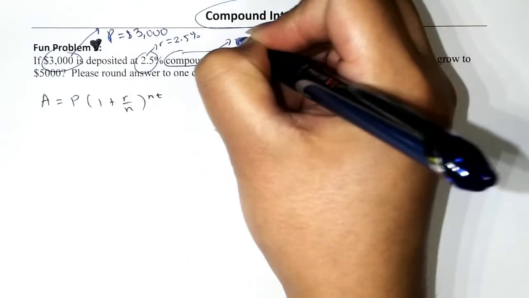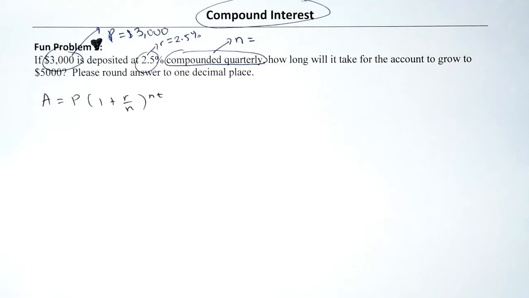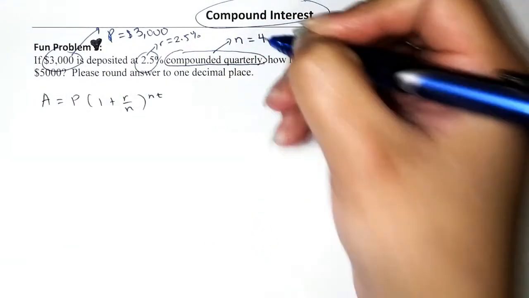compounded something. So compounded, that's code for n equals. n is the number of times that the interest is compounded or paid out per year. Compounded quarterly, that is code for interest is paid out 4 times a year. Fantastic. So we got to do a little detective work.